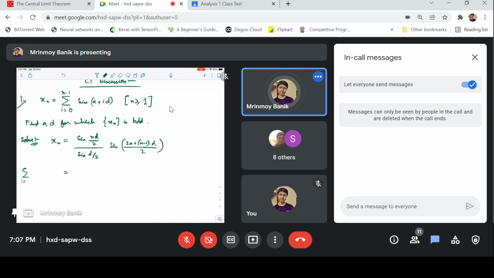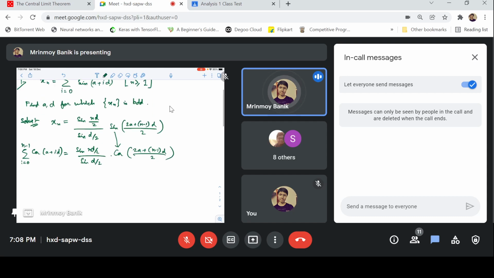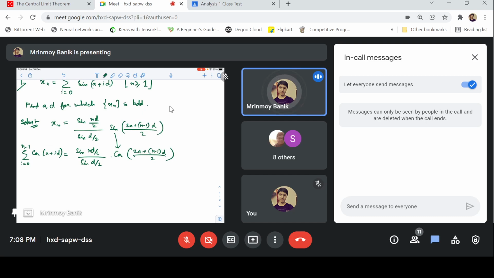Yeah, so this is the formula we have to use. I guess it was in your class 11 or 12. And similarly, we have a formula for cos also: sin(nd/2) by sin(d/2) times cos of (2a plus (n minus 1)d/2). Just this sine replaced by cos. Yeah, so that's the crucial formula you need to remember. I guess it can be done without it also, but okay.